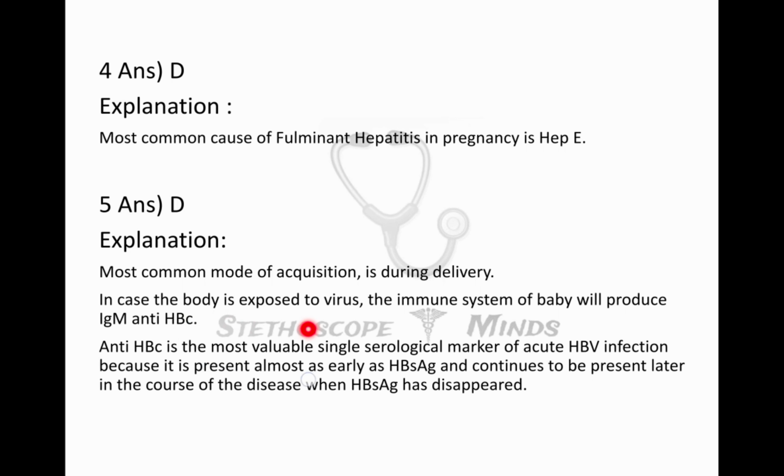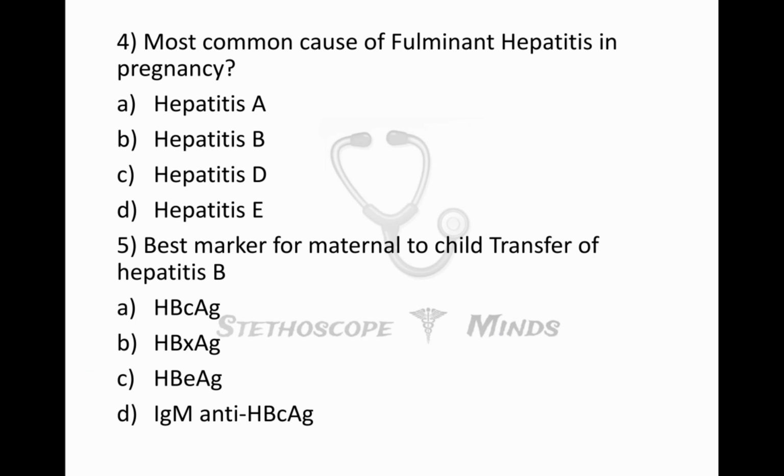In case the body is exposed to the virus, the immune system of the baby will produce IgM anti-HBc, which is the first antibody released from our body, IgM. Anti-HBc is the most valuable single serological marker of acute HBV infection because it is present almost as early as surface antigen and continues to be present later in the course of disease when antigen has disappeared. So, IgM anti-HBc will be the best marker for maternal to child transfer of hepatitis B.